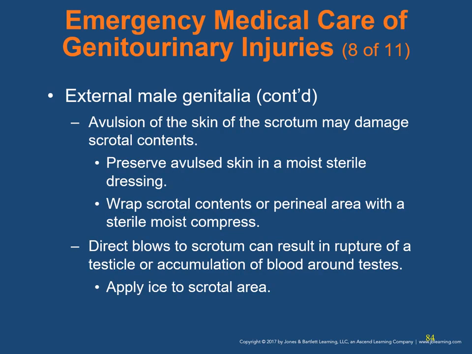Avulsions of skin of the scrotum may damage the scrotal contents. Preserve the avulsed skin in a moist, sterile dressing for possible use in reconstruction. Wrap the scrotal contents or the perineal area with a sterile, moist compress and use a local pressure dressing to control bleeding. Direct blows to the scrotum can result in rupture of a testicle or significant accumulation of blood around the testes. Apply an ice pack to the scrotal area during transport.